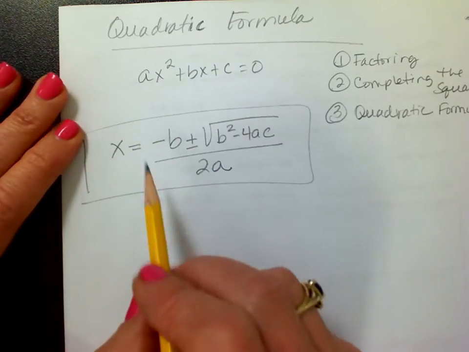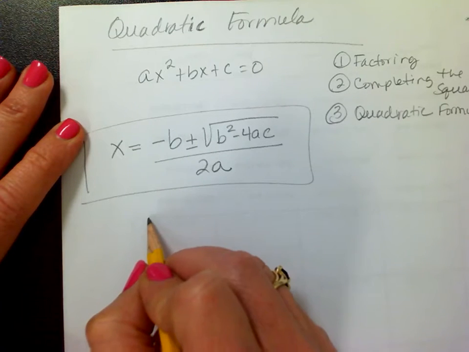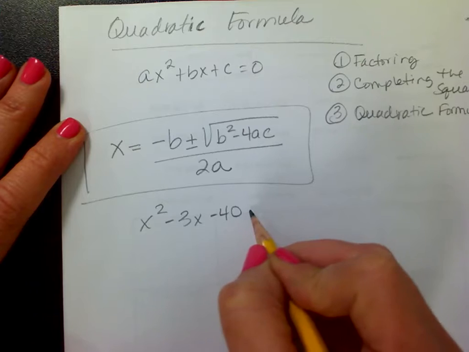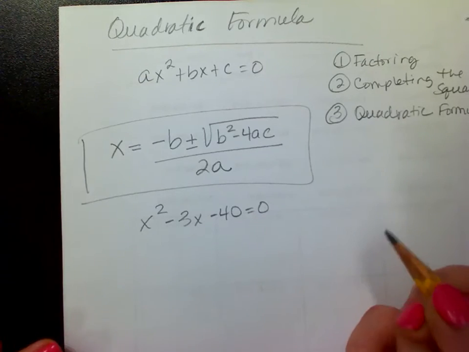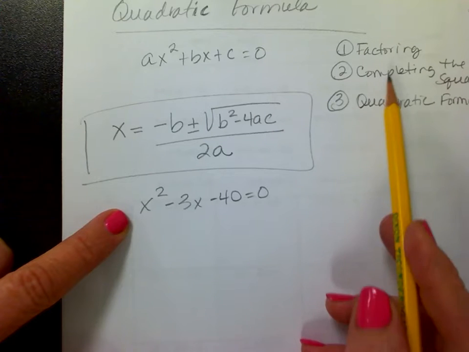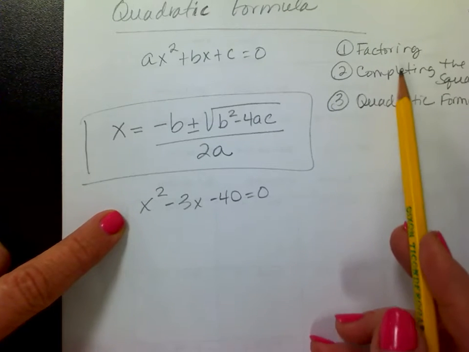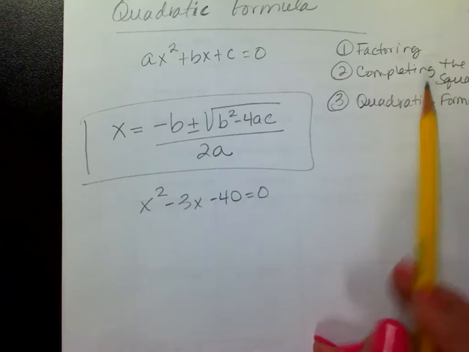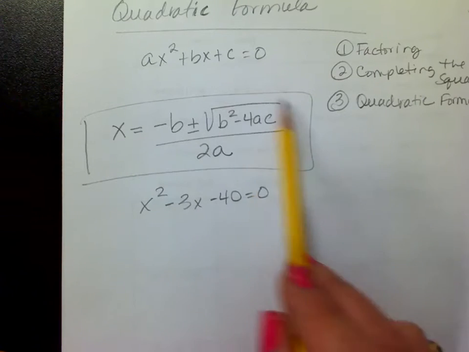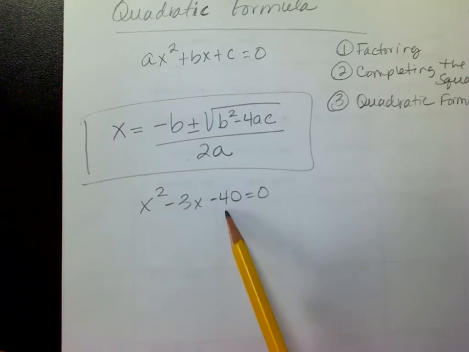Okay, so I'm going to give you a quadratic. We have x squared minus 3x minus 40 equals 0. Now, we can solve this by factoring, which is probably going to be a little faster. We could probably solve it completing the square, or we could solve it with the quadratic formula. For this purpose, we're going to teach you how to use the quadratic formula to solve this.